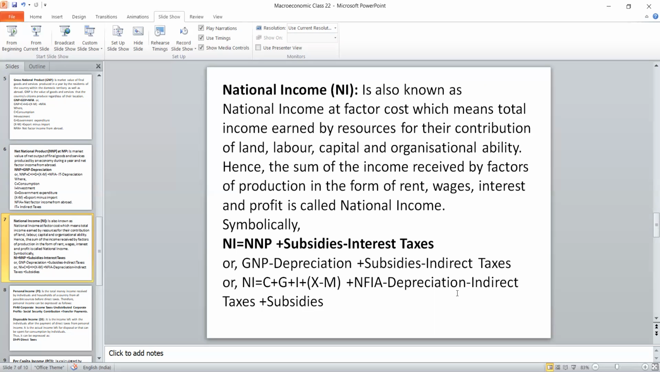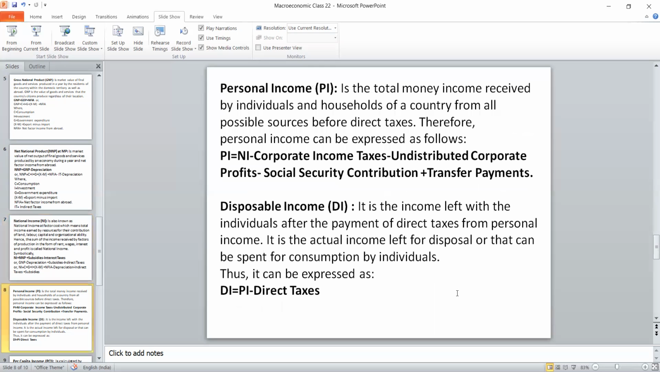So now we are moving to the fifth factor, that is personal income. This personal income is the total money income received by the individuals and the households of the country from all possible sources before direct taxes. That is, direct tax means income tax, salary, rent received, and other taxes which are directly related with the central government. So before deducting the tax, that is called personal income.